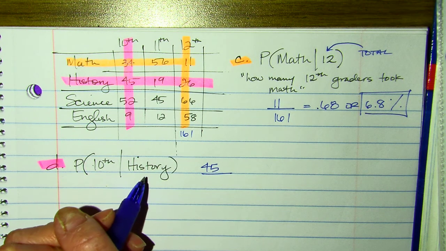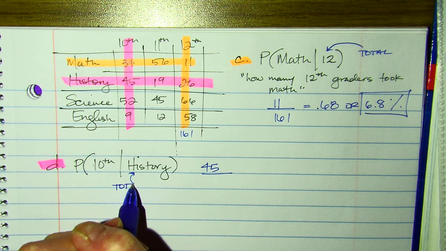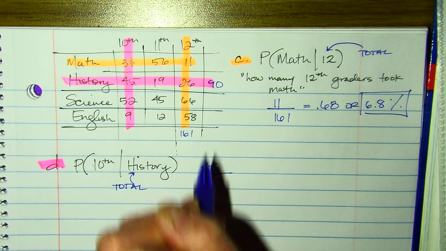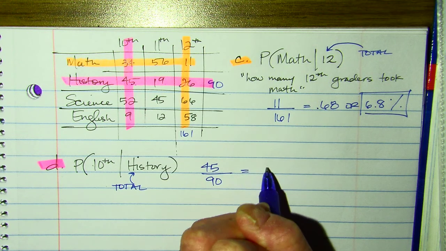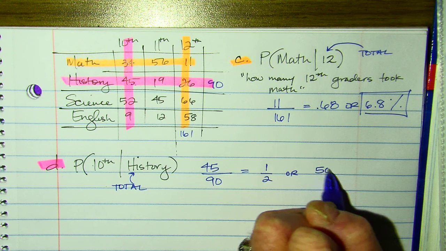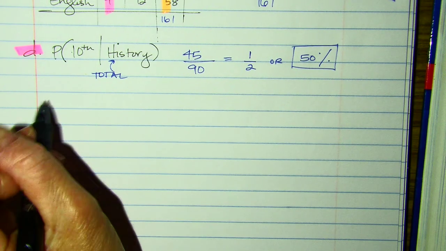So 45 are both 10th graders in history, but the bottom should be our total. So this is our total. So there are 45 plus 19 plus 26 is 90. There are 90 students taking history. So the probability is 1/2 or 50%. 50% of history students are sophomores. All right, moving on to part E.